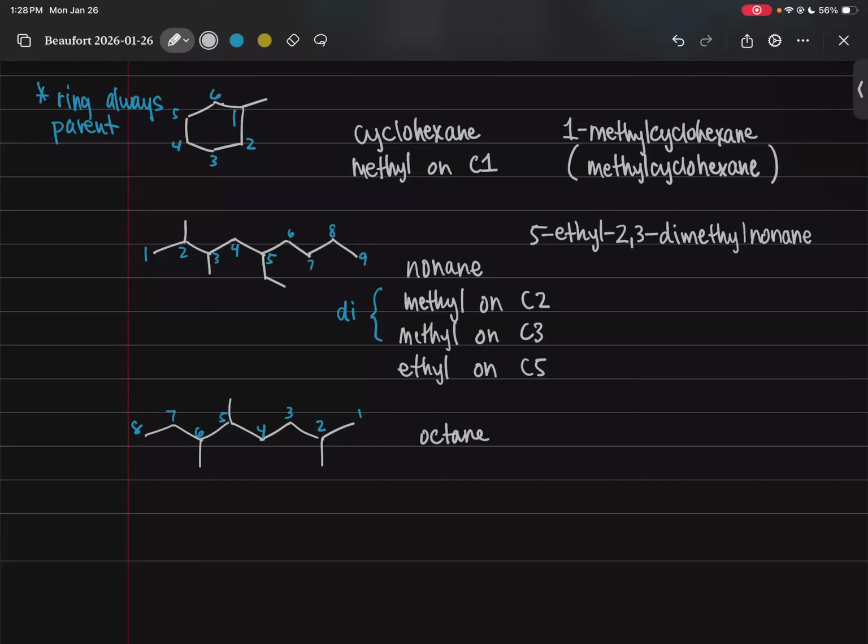Some people think that it's like the lowest sum of the locant numbers. That was a rumor that went around at my undergrad. That's not true. Minimize the lowest locant number, screw the sum or any other substituents. All right, so this is octane. Go ahead and finish the rest of it on your paper.